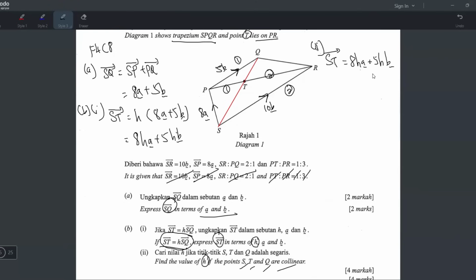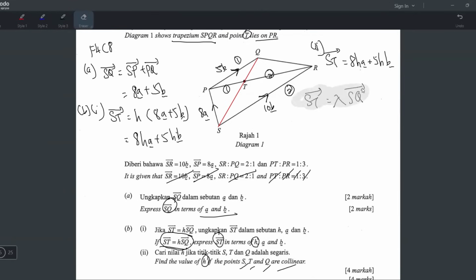But I have to equal it to another vector. And I cannot equal SQ. Let me tell you why. Because SQ is 8A plus 5B, right? But ST is HSQ. So if I do ST equals to lambda SQ, it will be very funny, because ST is equal to HSQ, and then if I do ST equals lambda SQ, then later it will be weird. Okay, it will be weird.